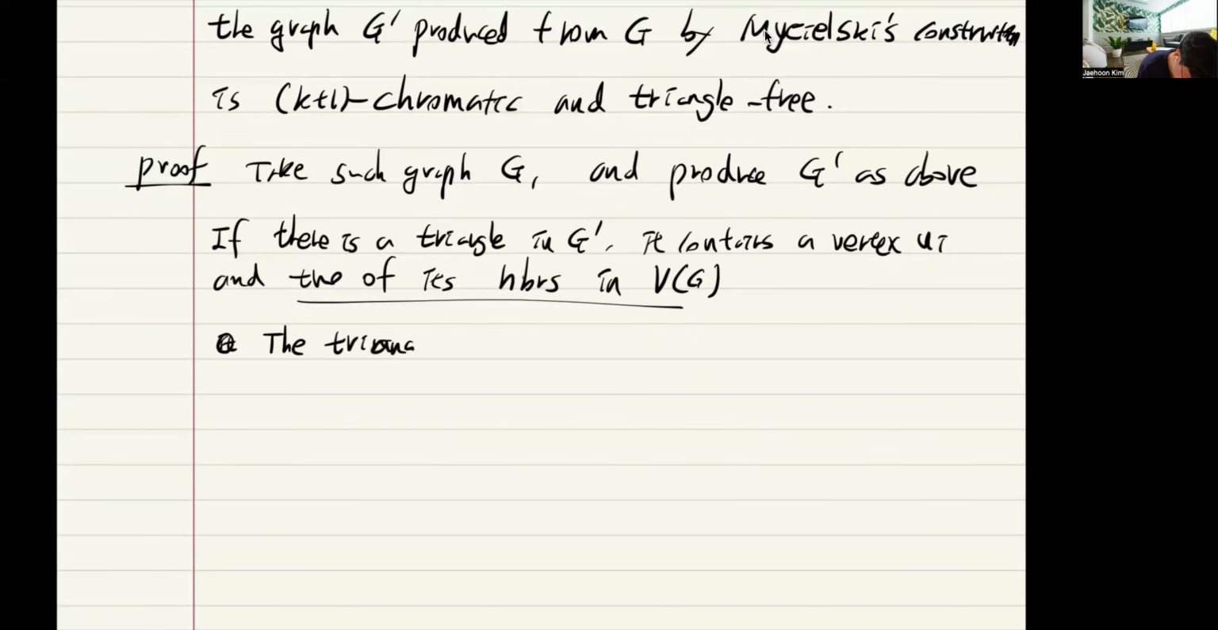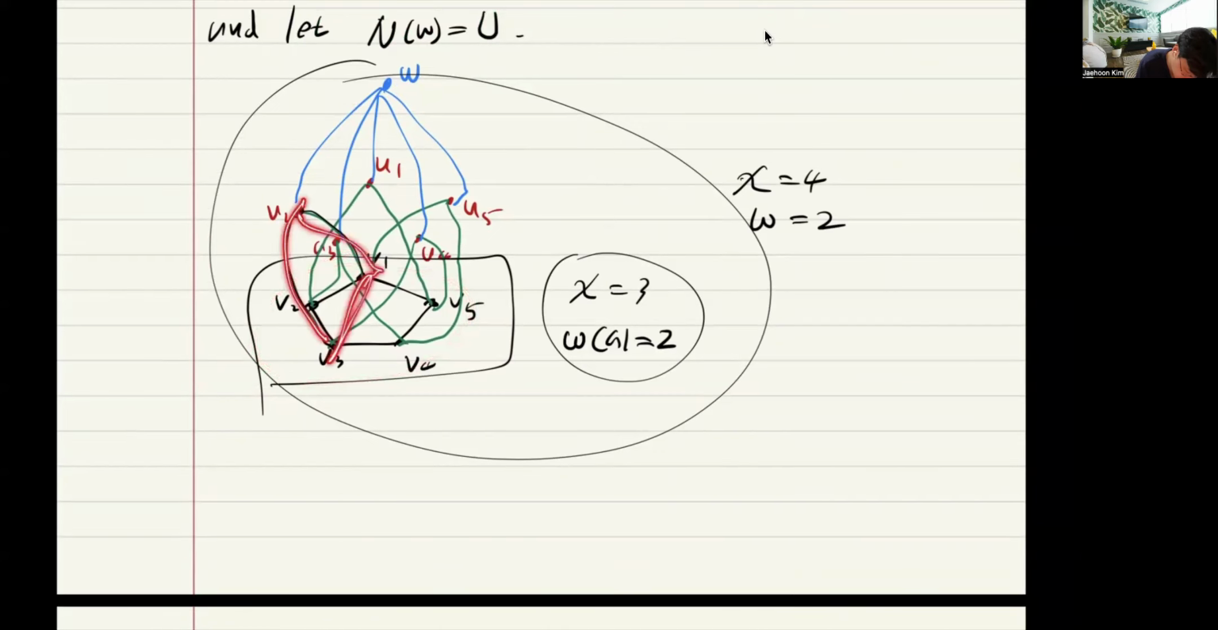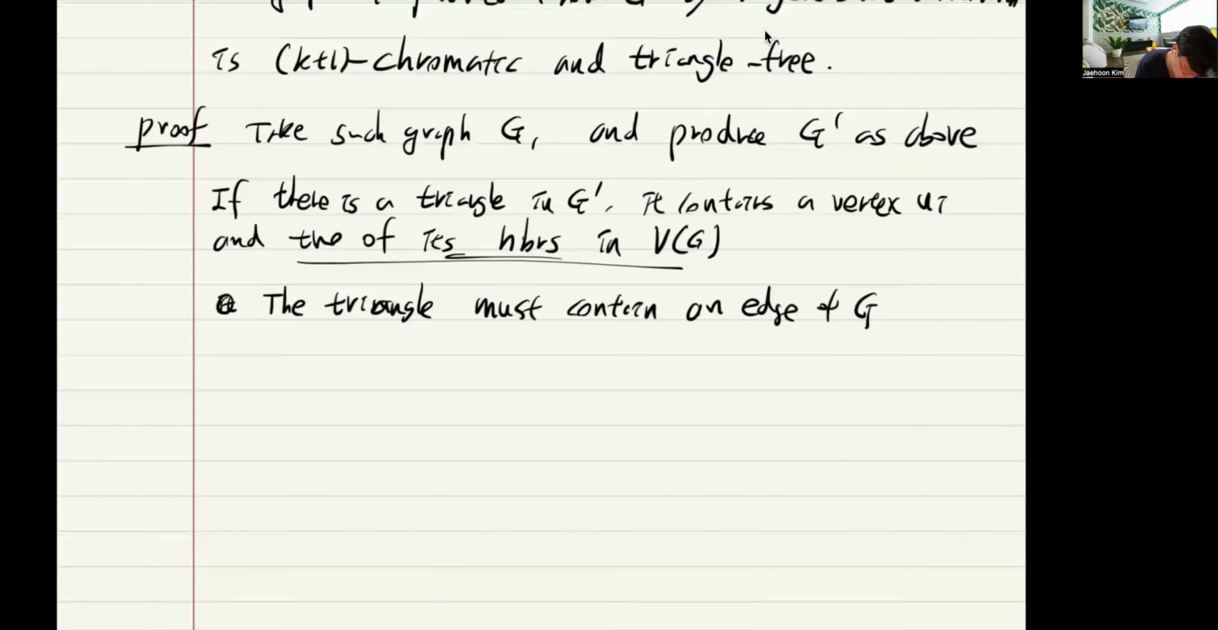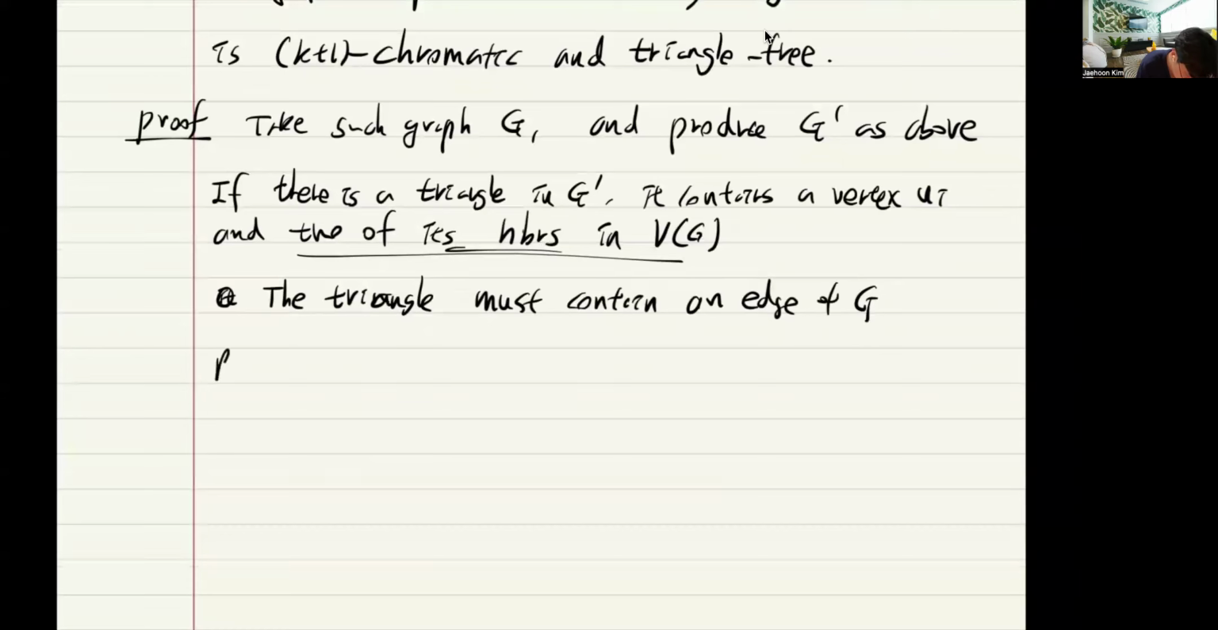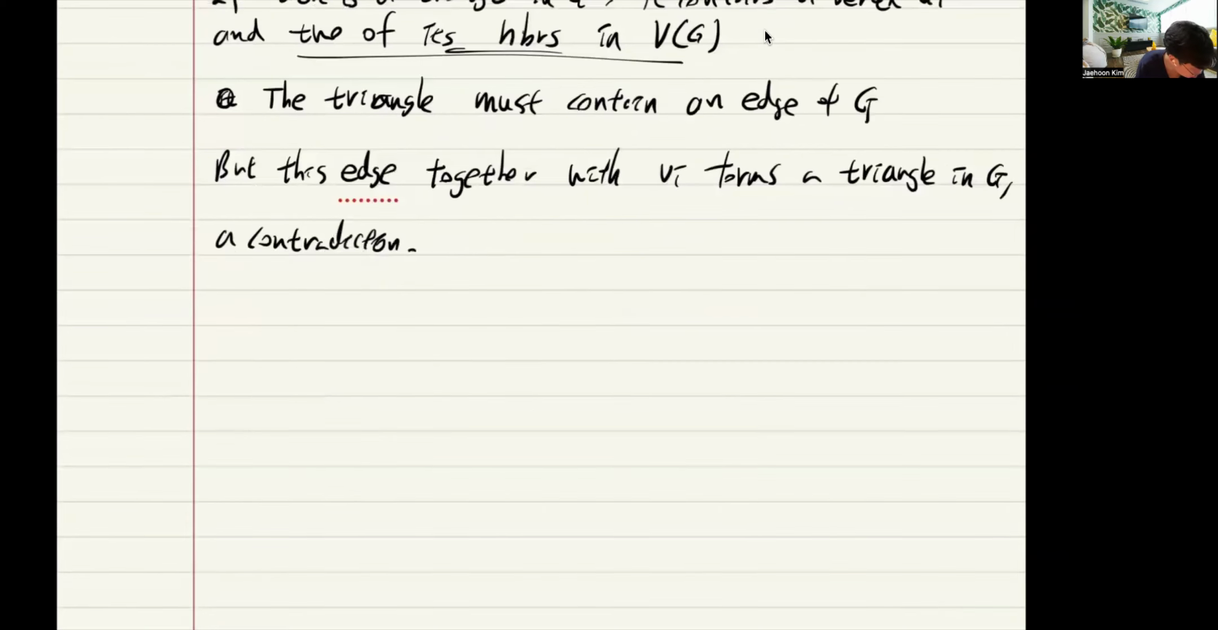So this means that the triangle must contain an edge of G. These two neighbors are both in G, so if this is a triangle, that means there is an edge here, and that edge must belong to G. But this edge, together with Vi instead of Ui, forms a triangle in G, which is a contradiction, as G is triangle free. So G prime is triangle free.